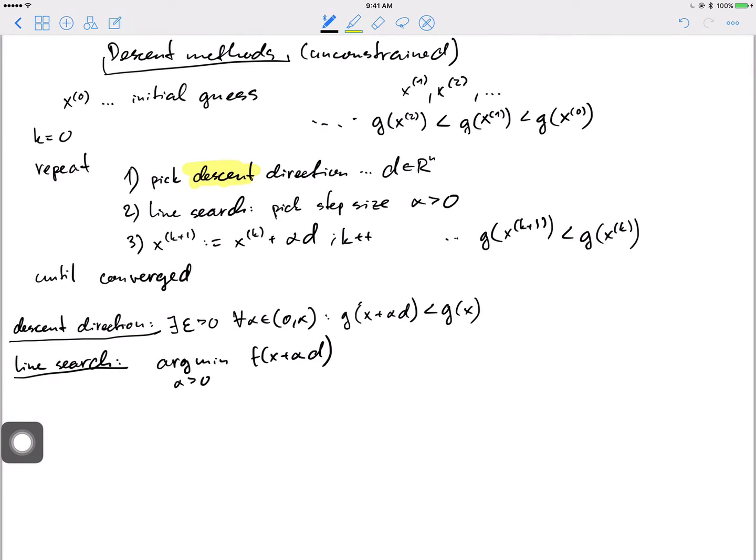So now this is a 1D optimization problem, right? If it's a convex case like this, that's a 1D problem. So the optimum is here.